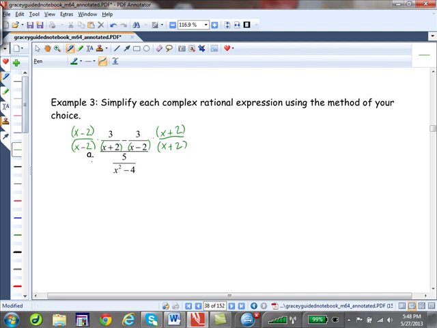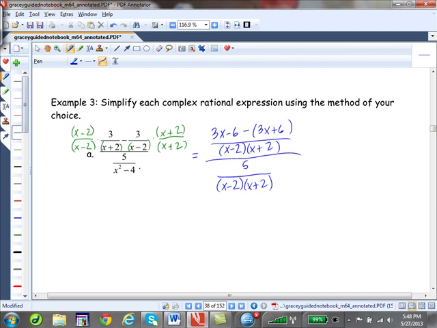And then we will have 3x minus 6 minus 3x plus 6, all over x minus 2 times x plus 2, divided by 5 over x minus 2 times x plus 2, because that is how x squared minus 4 factors. So let's line everything up. x minus 2 times 3 gave us 3x minus 6. 3 times x plus 2 gave us 3x plus 6. There is a minus there, so we'll need to distribute that through. And then here, x squared minus 4 factors as x minus 2 times x plus 2.